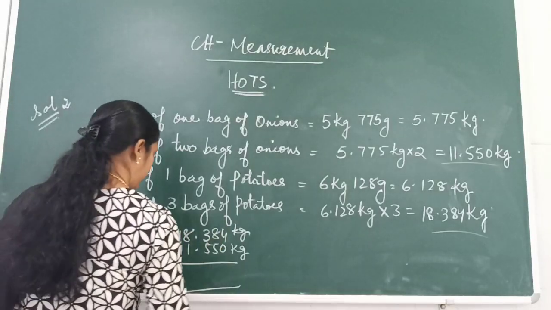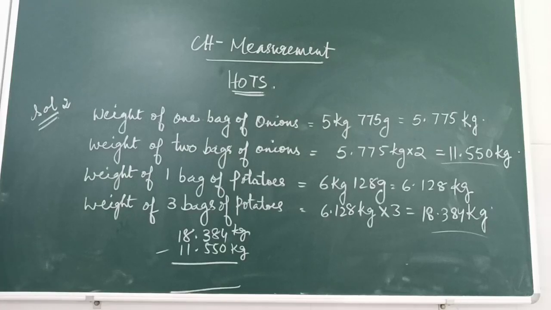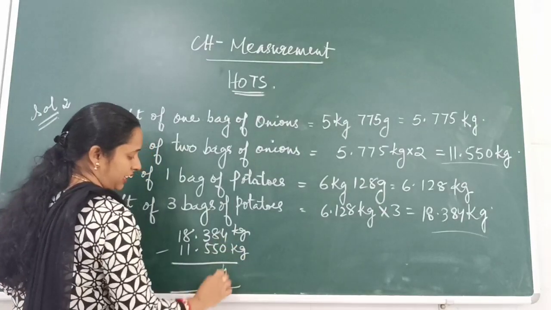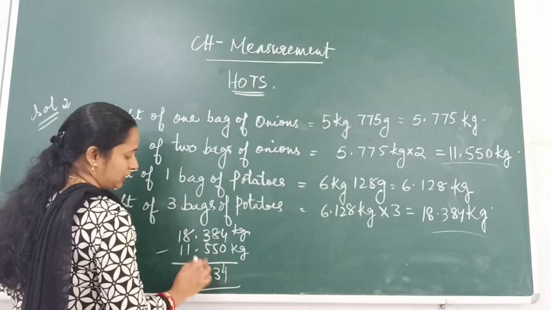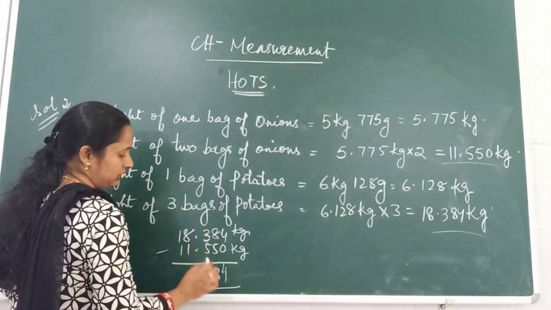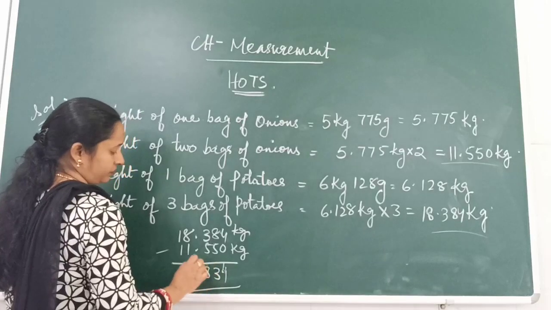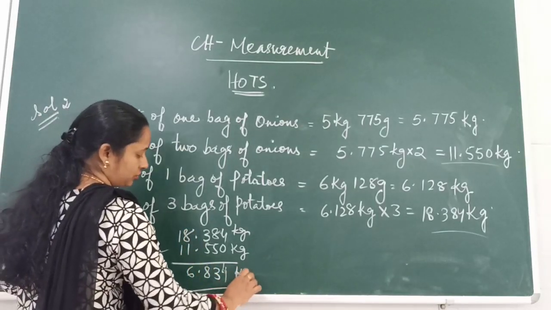So here you have 4, 8 minus 5 is 3. 3 minus 5 can't be done, then borrow. 13 minus 5 is 8. Then 7 minus 1 is 6.